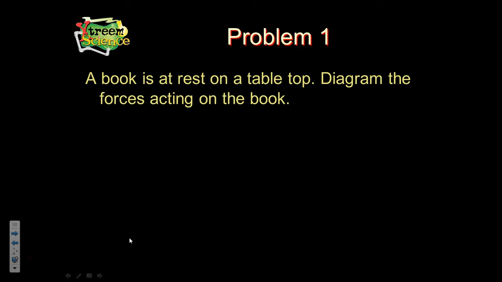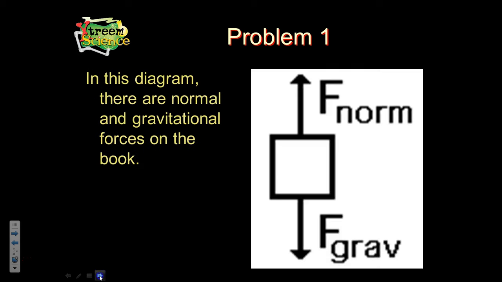Okay, so now we'll look at these one example at a time. So here, a book is at rest on a tabletop. Diagram the forces acting on the book. So throughout these example problems, you're going to hopefully understand what these forces represent. So with the first one, it's going to have a normal force and a gravitational force. So why do we have this normal force? Anytime an object is on a surface, like the book on the tabletop, we have that normal force.